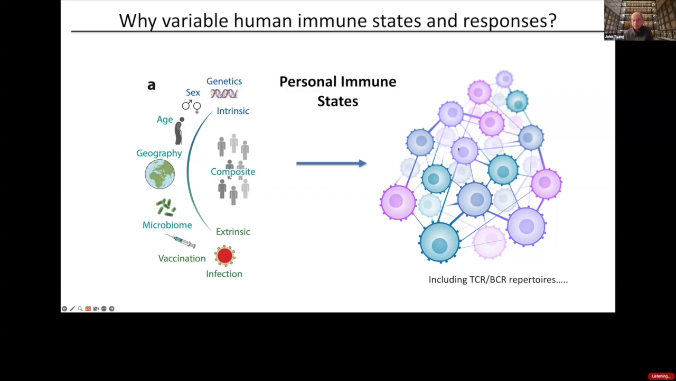And if you just tally up the possible configurations, the number is huge. But of course, not all configurations are possible or even present in humans, because there are a lot of constraints and evolutionary selection and so on, right? There are lots of different factors that can shape these immune states, including genetics and biological sex. I call those intrinsic variables.